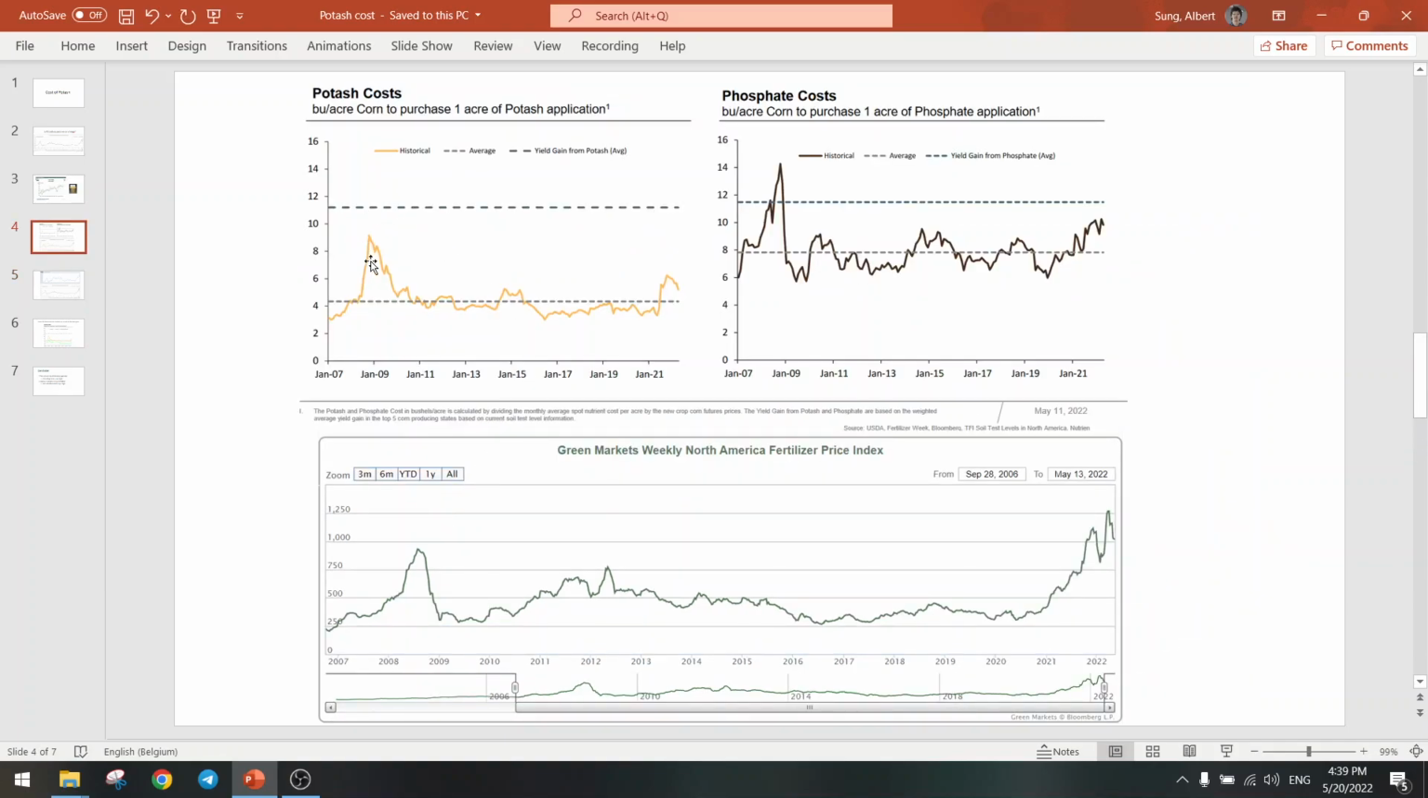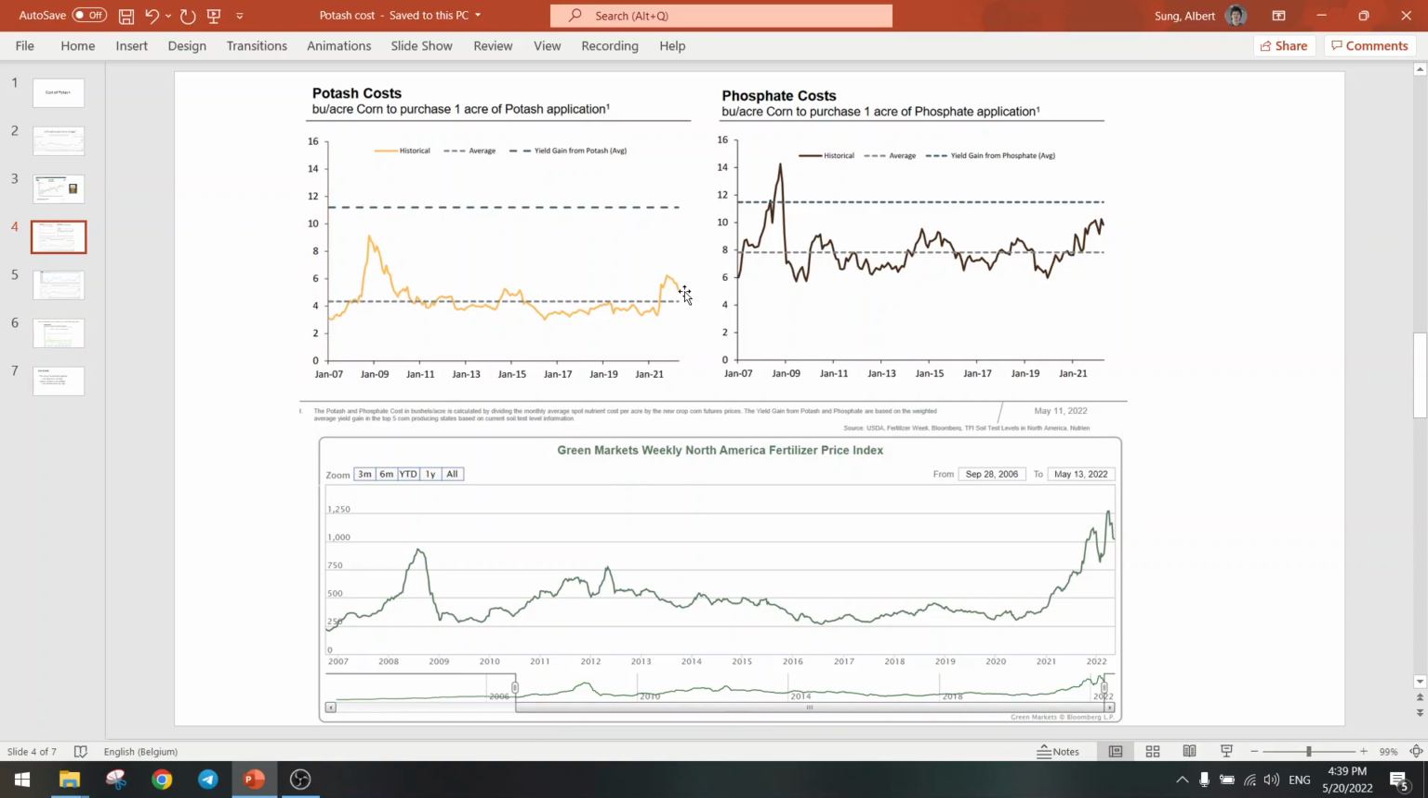And that explains why we are seeing this dip, because this potash cost curve is based on bushels of corn. So if the food price rises, then you will need fewer bushels of corn, of course, to buy 1 acre of potash application. So here we saw the food prices go up, corn prices go up. So it means you need fewer bushels of corn to buy potash because the price of food has gone up.